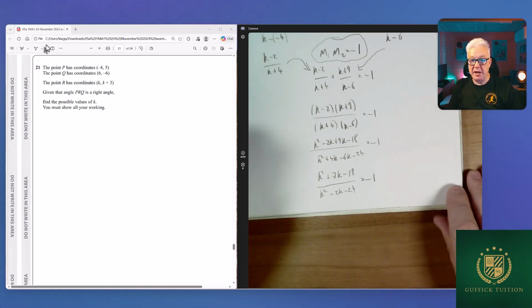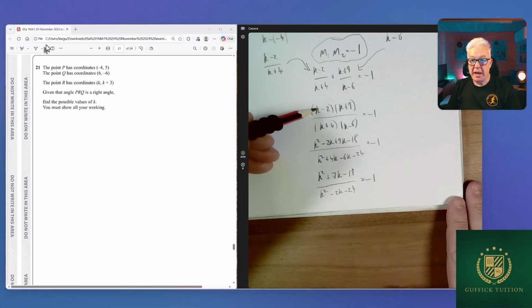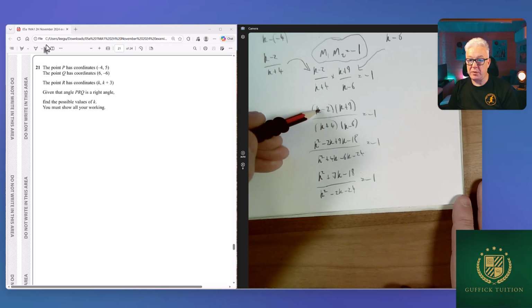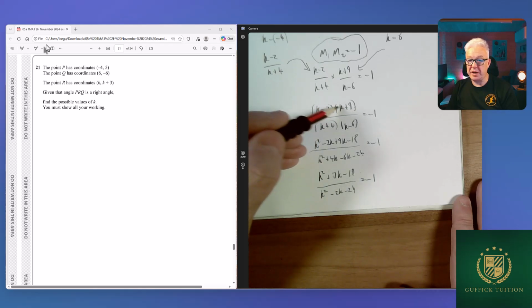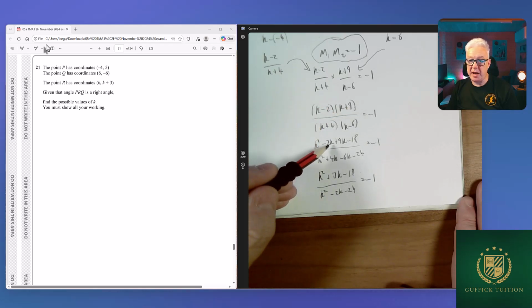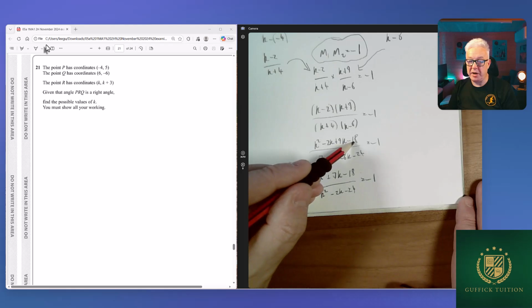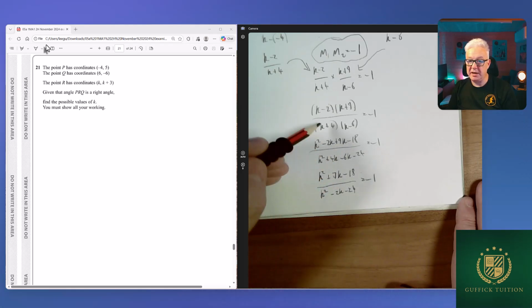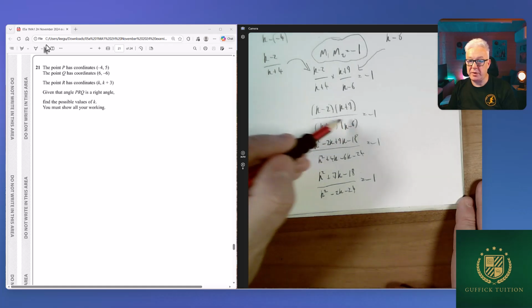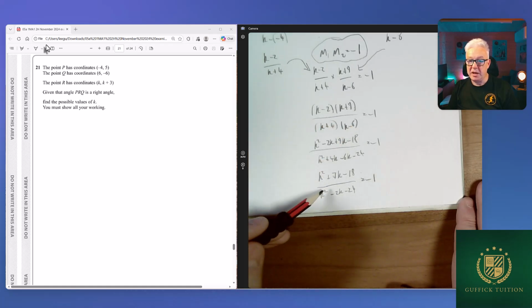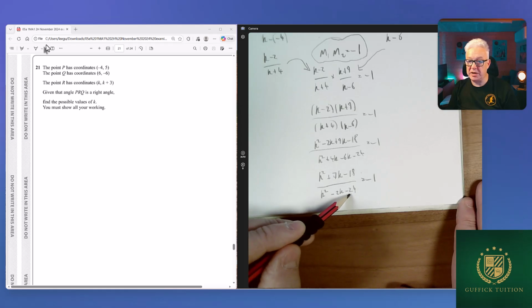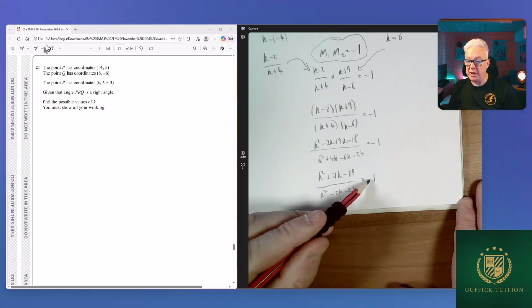Okay, let's have a look then. So we've got (k-2) times (k+9) over (k+4) times (k-6). So we work these out. That one times that one, that one times that one, that one times that one, that one times that one is k squared minus 2k plus 9k minus 18, which simplifies into k squared add 7k minus 18. And then the denominator simplifies into k squared minus 2k minus 24. And that all equals -1.